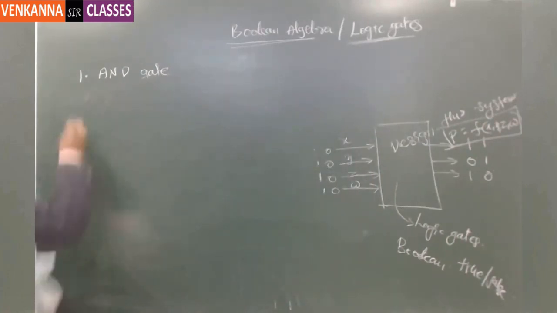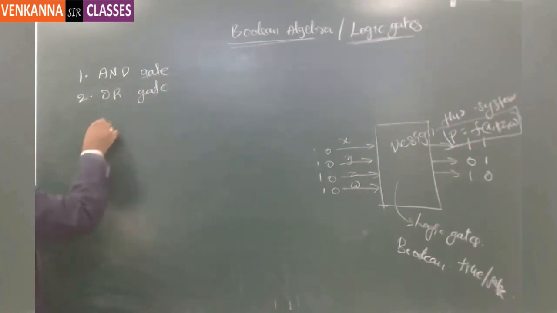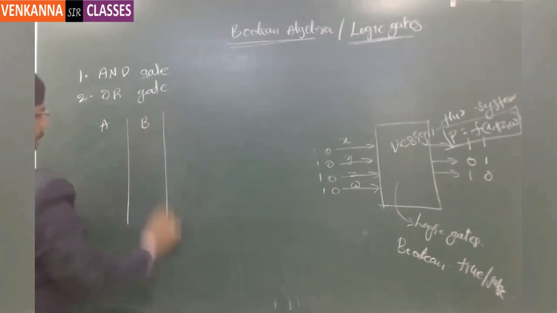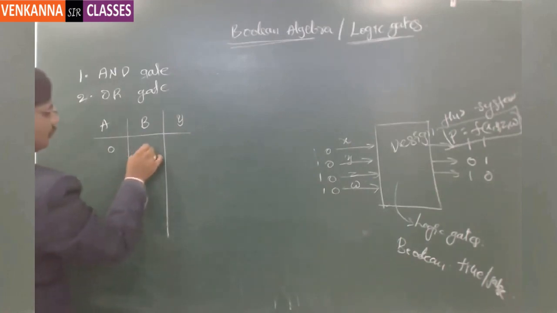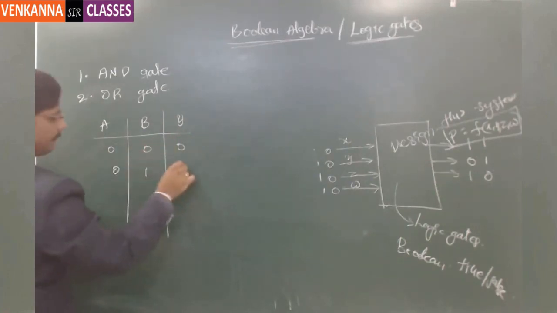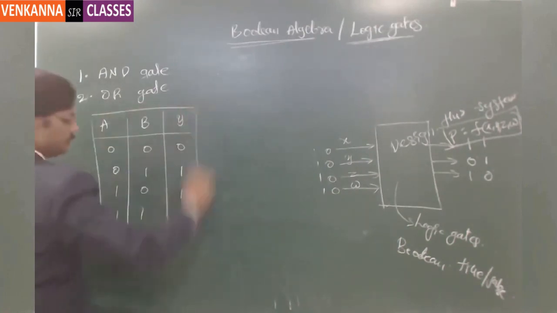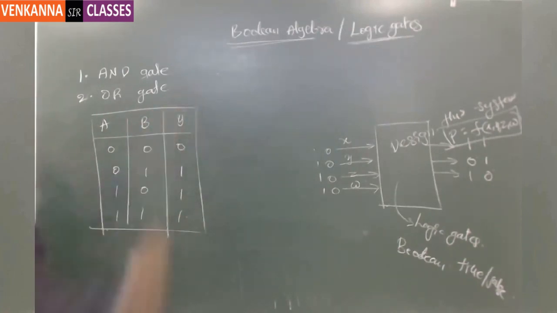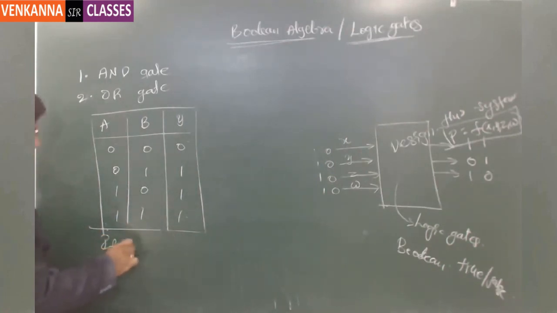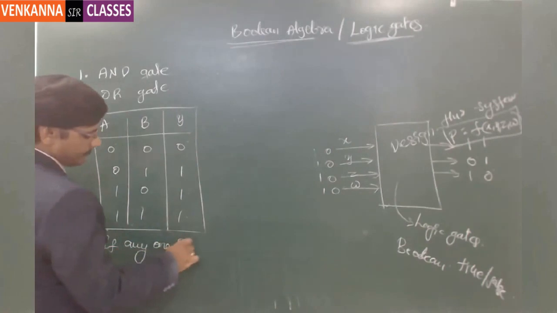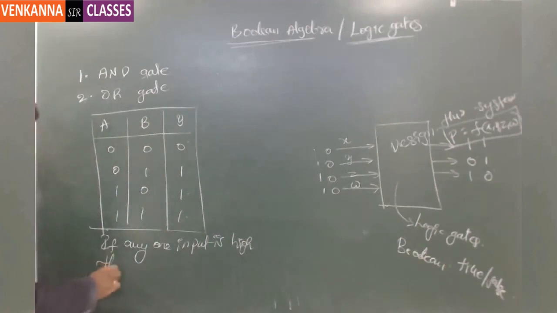Now we design the second one, the OR gate. In the OR gate, for 2 different inputs A and B, you are expecting an output Y. It should be such that if any one is 1, then it should be 1. 0, 1, this is 1. 1, 0, this is 1. 1, 1, this is 1. So this is the basic functionality of an OR gate. In one statement you can write: if any one input is high, then the output is also high.